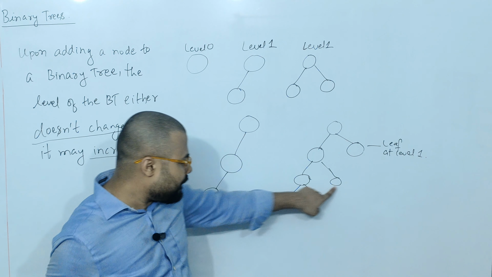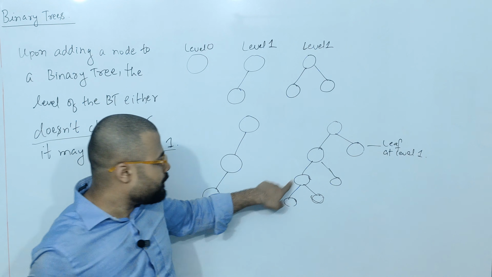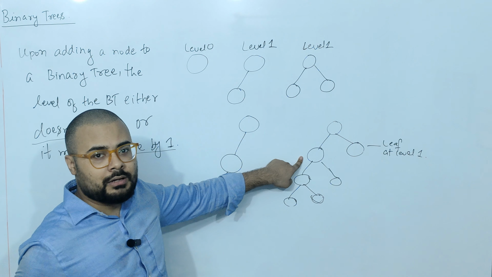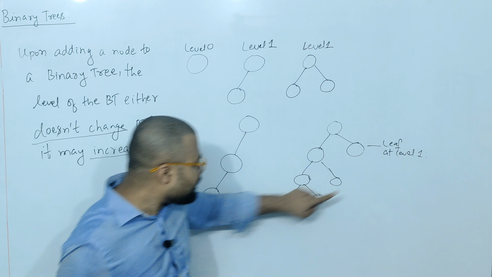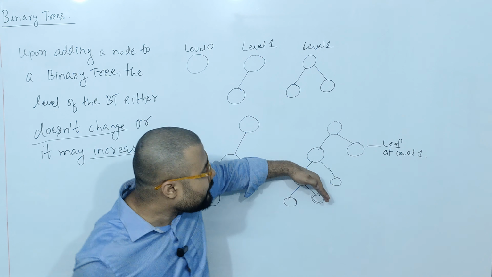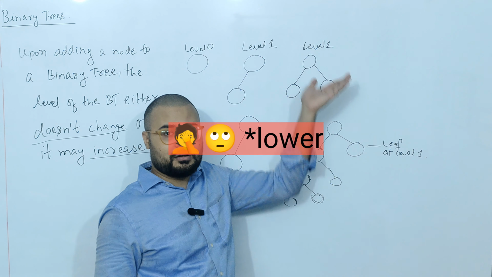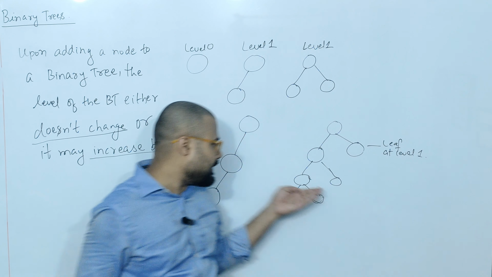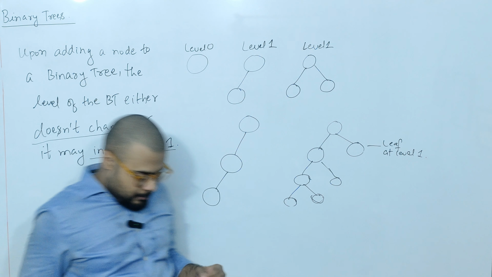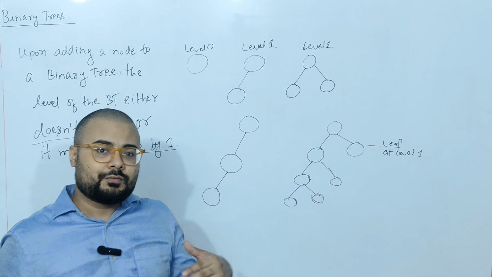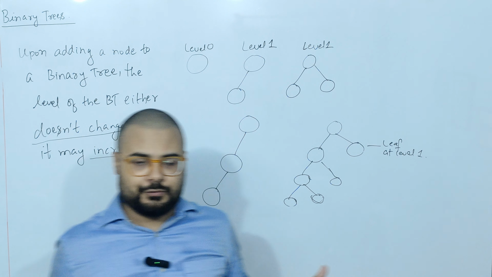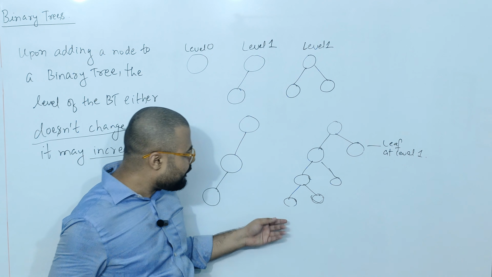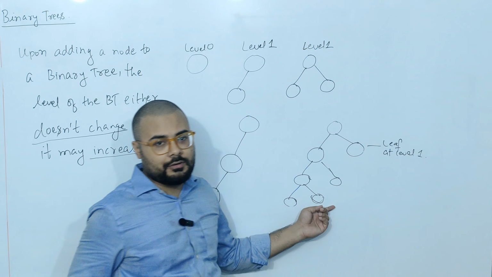This leaf and this internal node are at the same level. This leaf is at level 1, and the internal node is at level 2. But when it comes to the level of the tree, which is the maximum level of any node, the maximum level of any node would be at a leaf only.